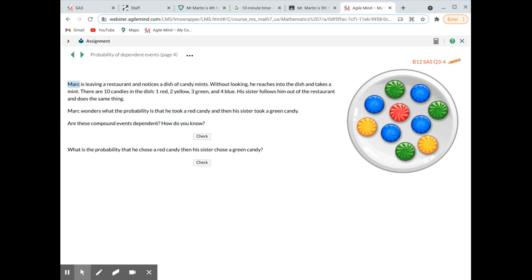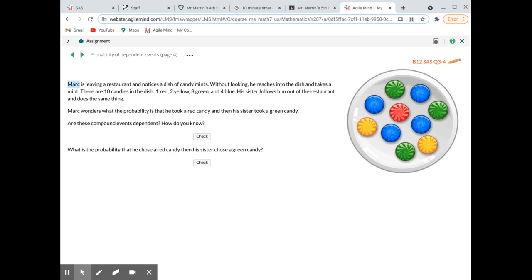Mark is leaving a restaurant and notices a dish of candy mints. Without looking, he reaches into the dish and takes a mint. There are 10 candies in the dish: 1 red, 2 yellow, 3 green, and 4 blue. His sister follows him out of the restaurant and does the same thing. Mark wonders what the probability is that he took a red candy and then his sister took a green candy.